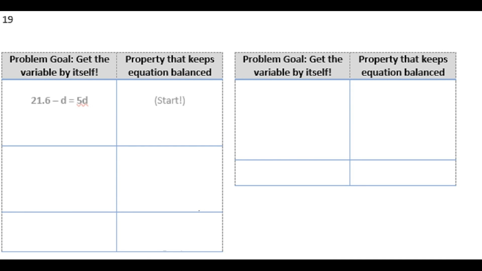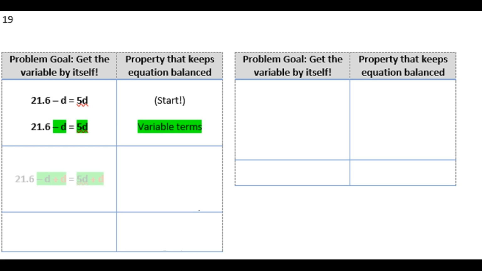Again, our goal is to get the variable by itself. Well, look, we have two variables here, one on each side of the equation and only one constant. That's going to simplify this problem. It's going to make it a little bit faster. 21.6 minus d equals 5d. Those are our two variable terms.